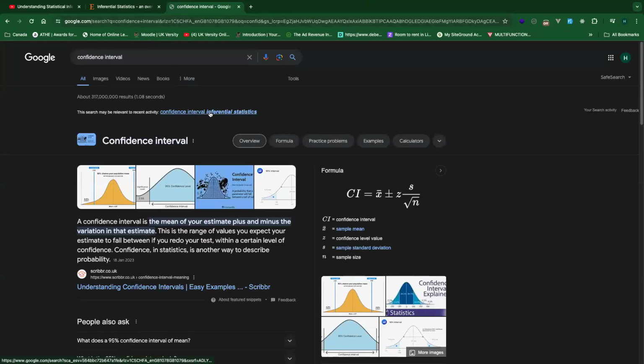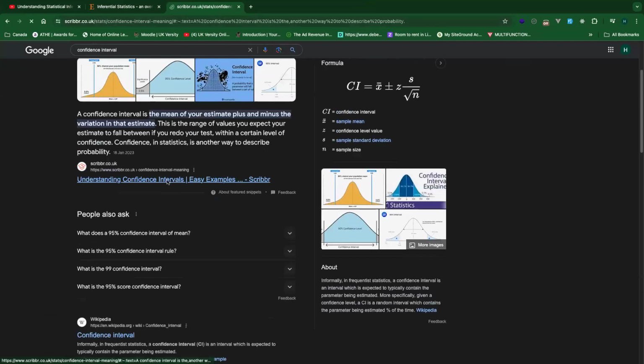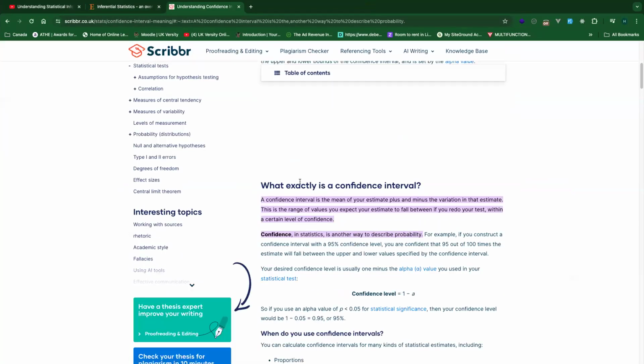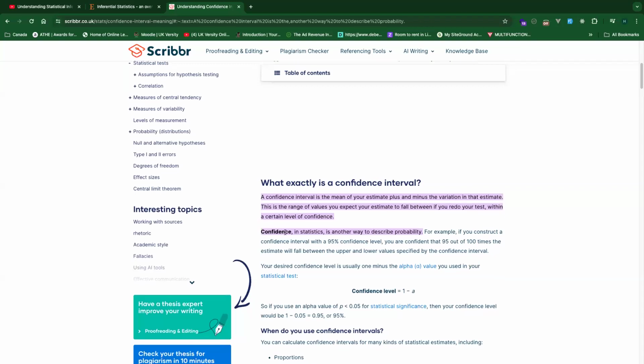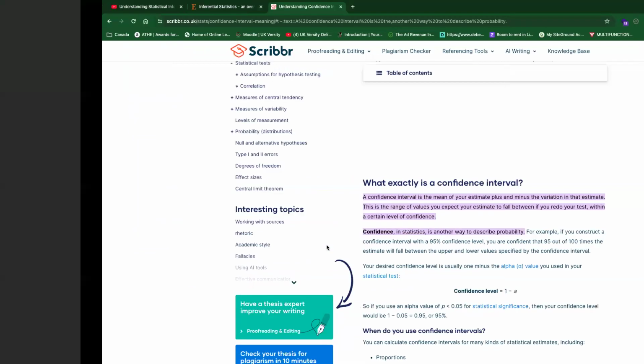More about this can be found online. So what does this website say? This website says that a confidence interval is the mean of your estimate plus or minus the variation in that estimate. This is the range of values you expect your estimate to fall between if you do your test within a certain level of confidence. So confidence in statistics is another way to describe probability.